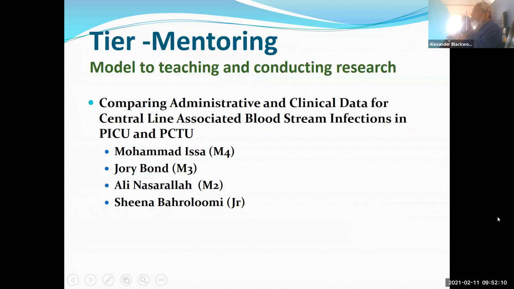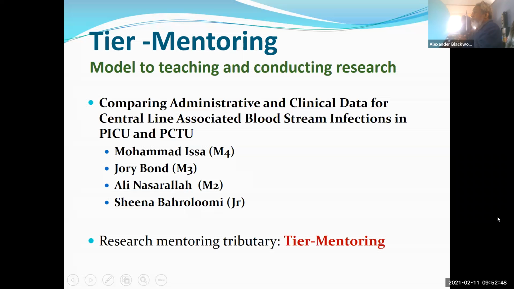Next slide. Okay, so how does a tier go? This is one particular tier. We compared clinical data for central lines between the PICU and the PTCU. Muhammad Issa was the fourth year student on it. There's third year student Jerry Bond, a second year, and an undergraduate. Next slide.